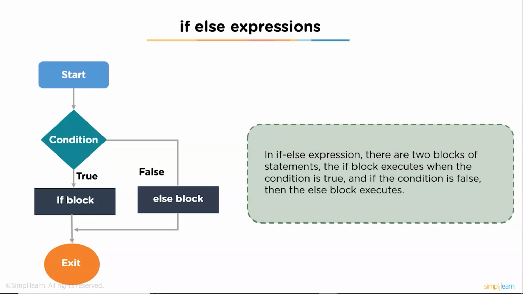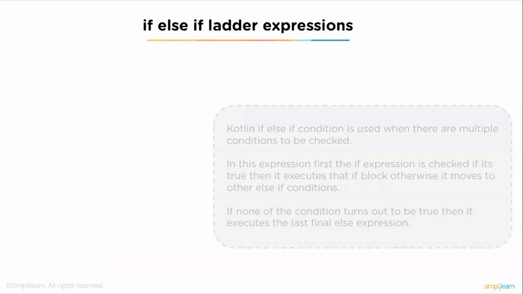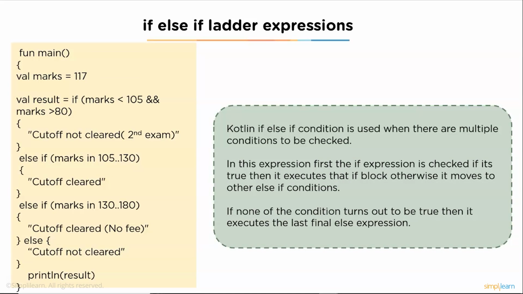Now, moving on to if-else-if ladder expression. Kotlin if-else-if condition is used when there are multiple conditions to be checked. In this expression, first the if expression is checked. If it's true, then it executes the if block, otherwise it moves to the other else if conditions. If none of the condition turns out to be true, then it executes the last final else expression. To understand it, let's have a look at this example.